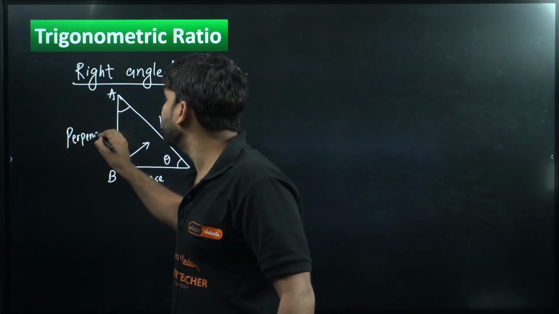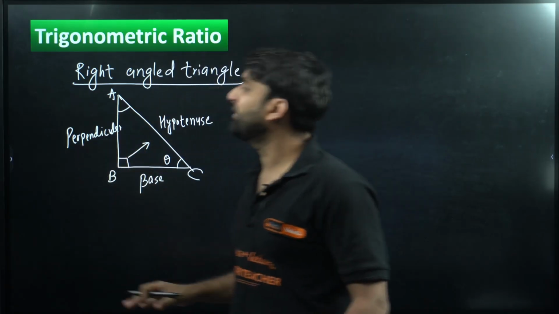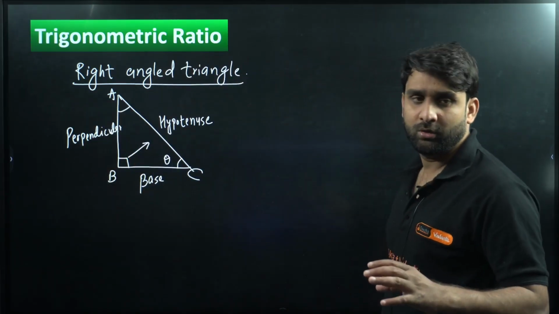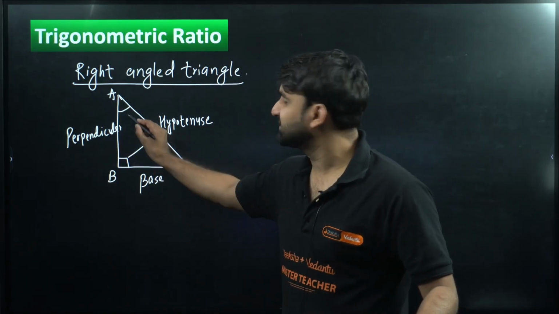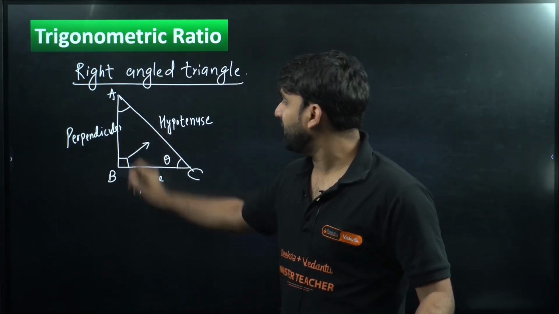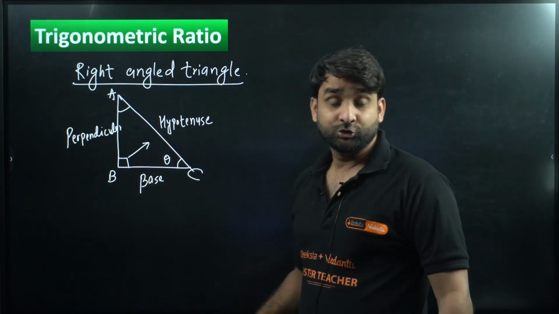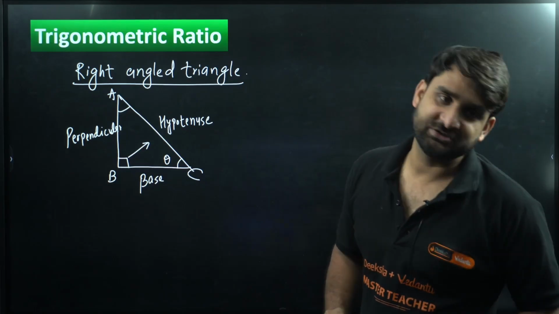But make sure, champions, we are dealing with angle theta. It is not confirmed that the base and perpendicular will always remain fixed. No, they may change. If you start operating with this angle, for this angle the base will become AB, and for this angle perpendicular will become BC. So according to the position of theta, perpendicular and base change.